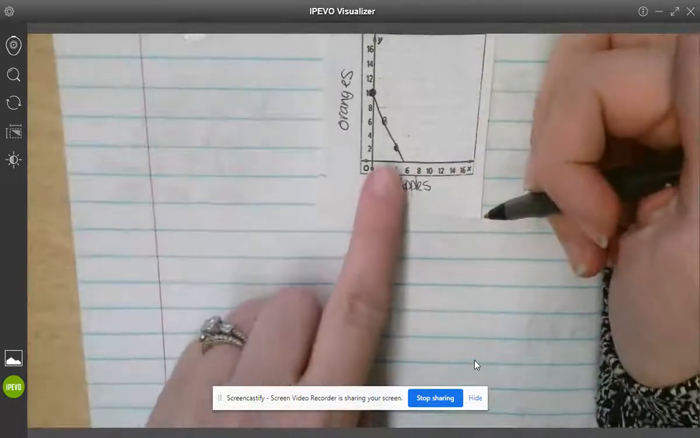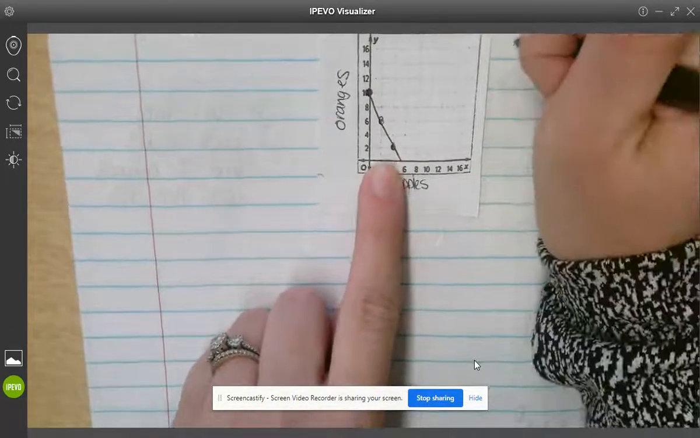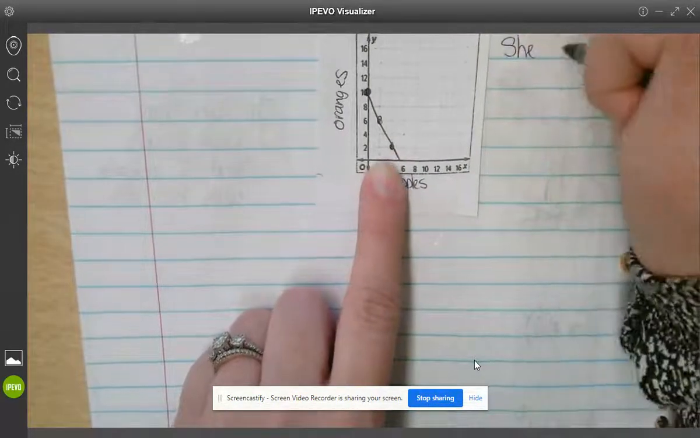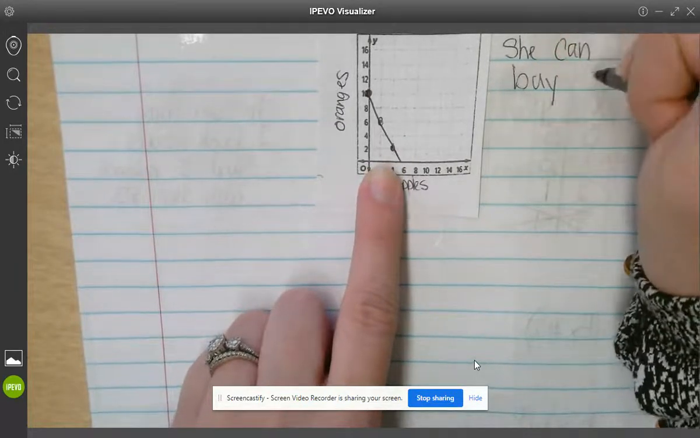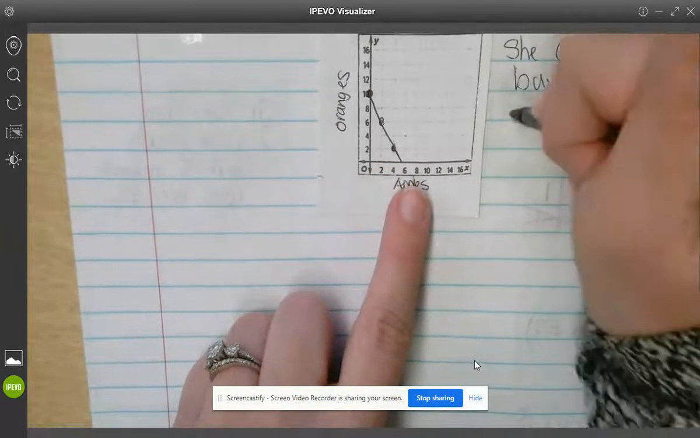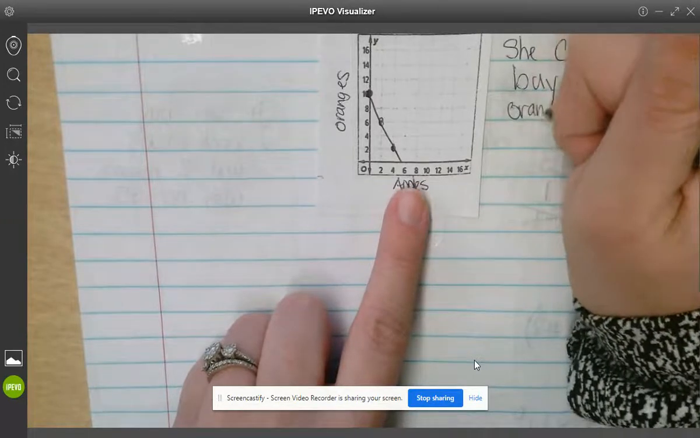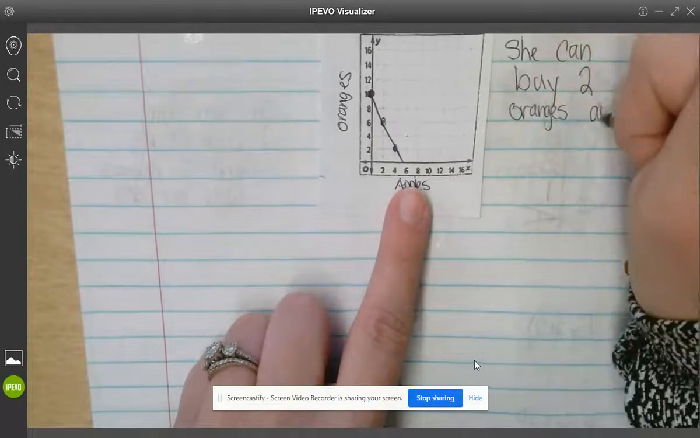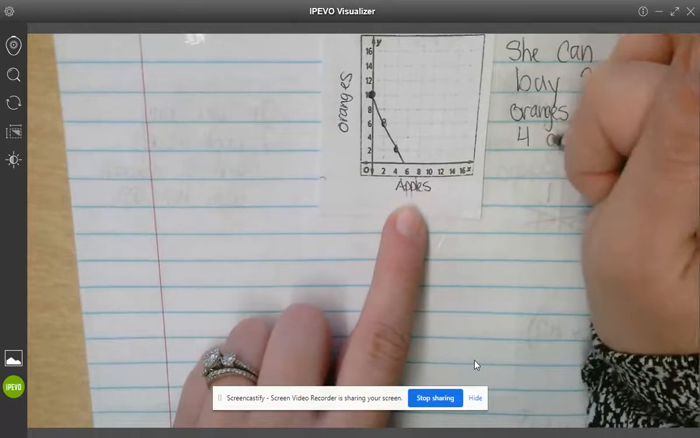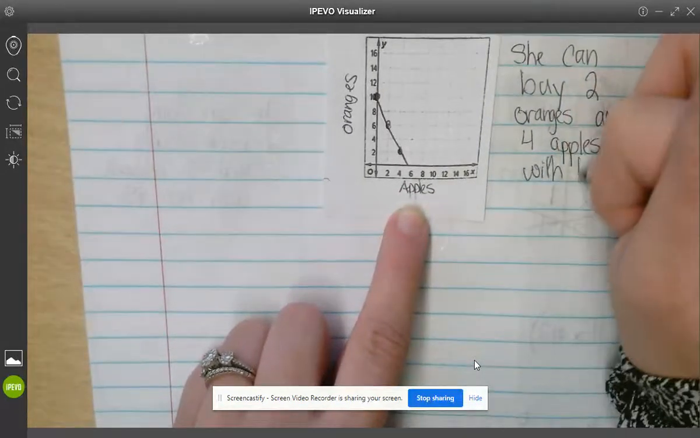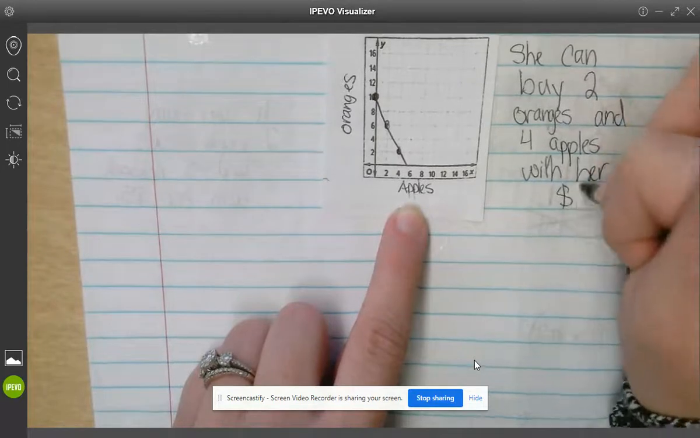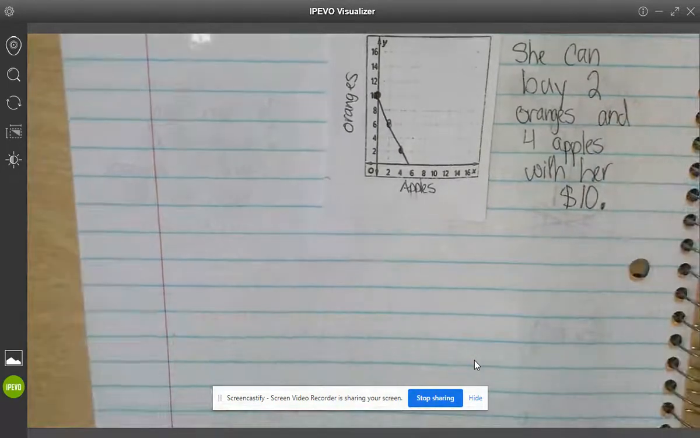So let's just pick (2, 4). She can buy 2 oranges and 4 apples with her $10.